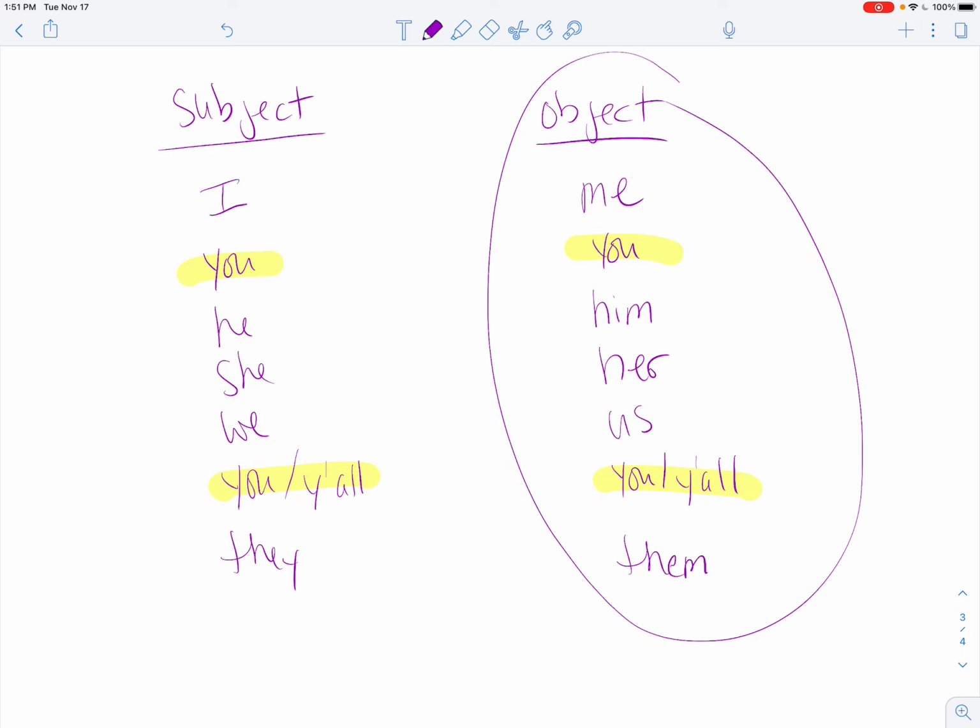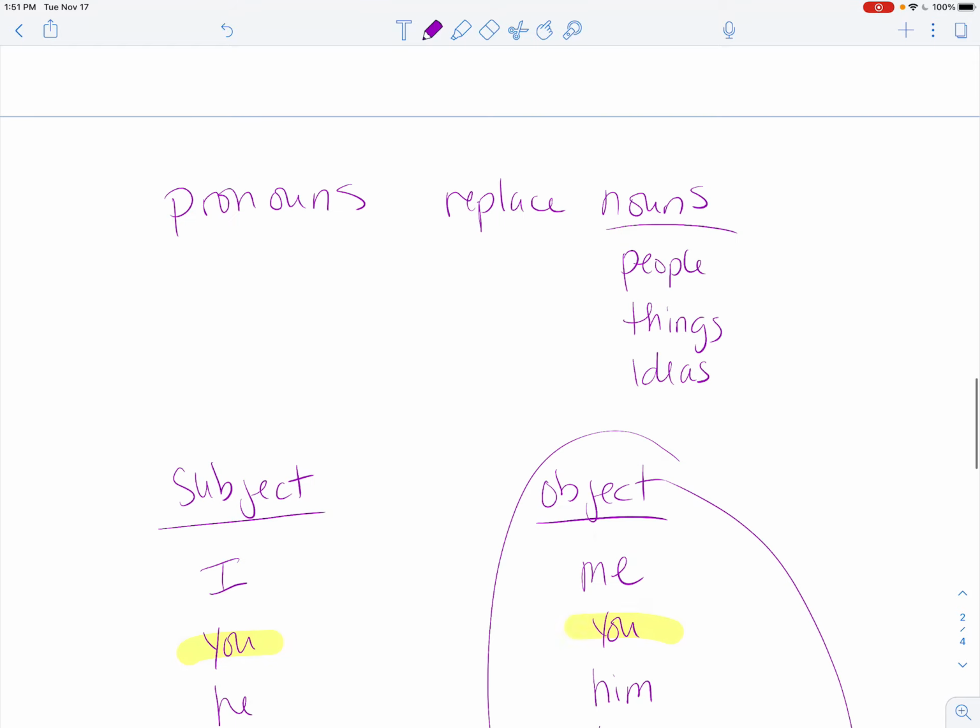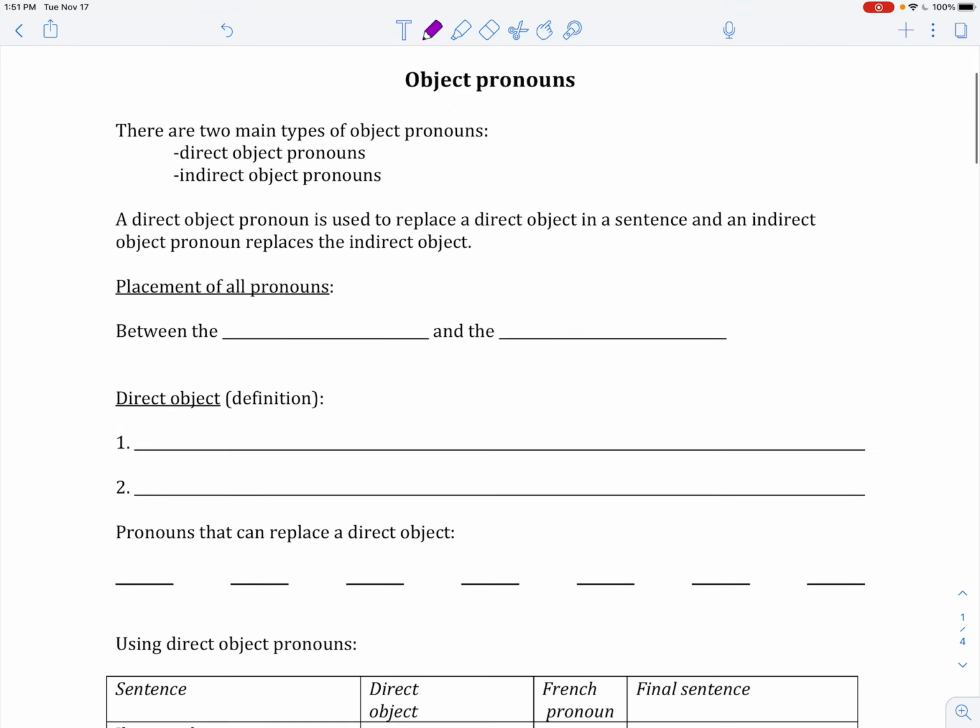The difference between these is a subject pronoun is the one that does the action in the sentence, like I see the boy. But if we turn that sentence around, it's not the boy sees I. When I'm put into the object position instead of the subject position, it becomes the boy sees me. So that's what we're talking about today. Go back up to the beginning, object pronouns.